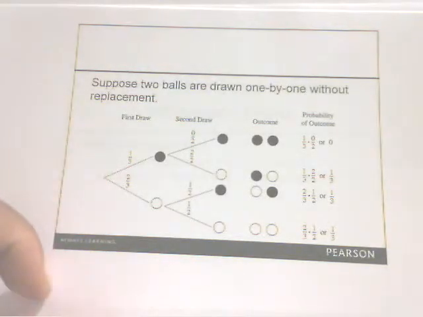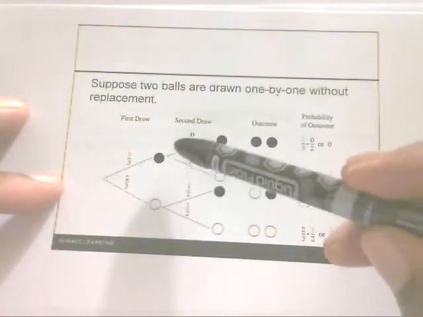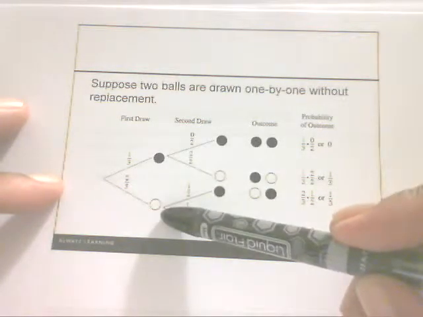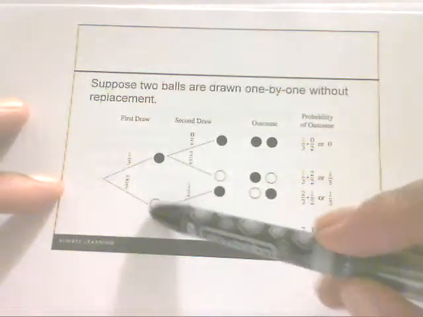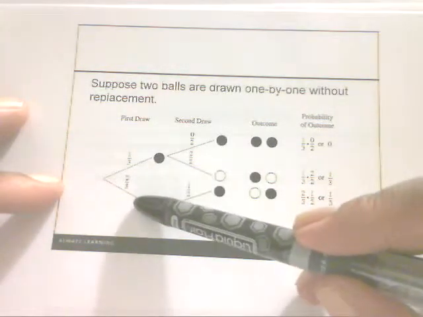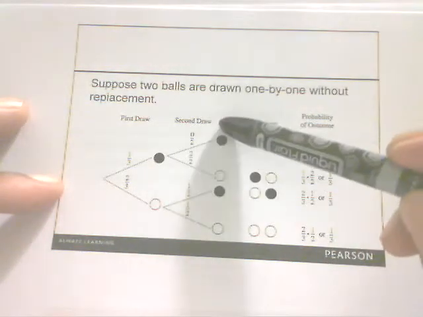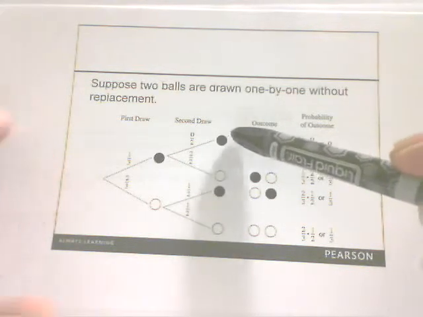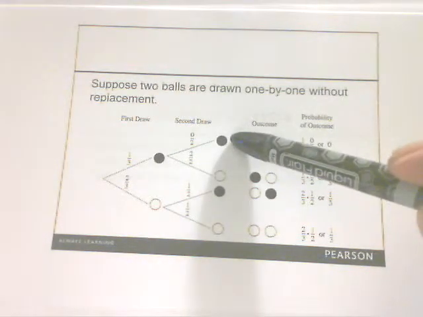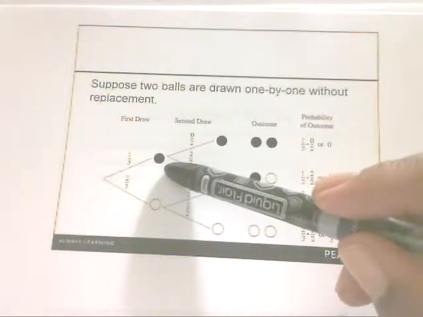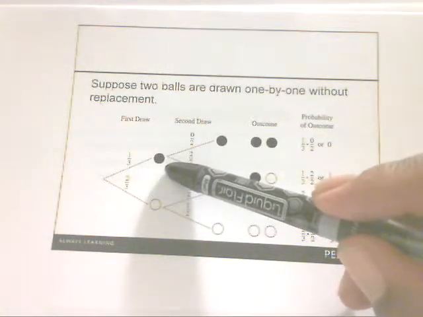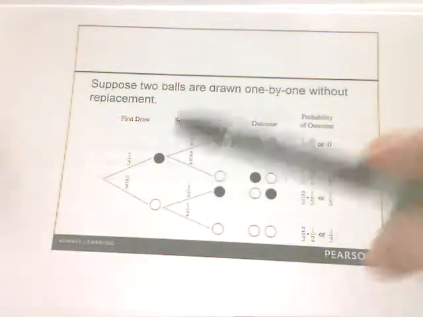On the first draw, you're going to draw a colored ball or a white ball. For a colored ball, this probability is 1/3. For a white ball, it'll be 2/3. But on the second draw, you're not going to put it back. Let's say you draw a colored ball, and that colored ball is not going to be put back in the box. So that means that there are no colored balls in that box.